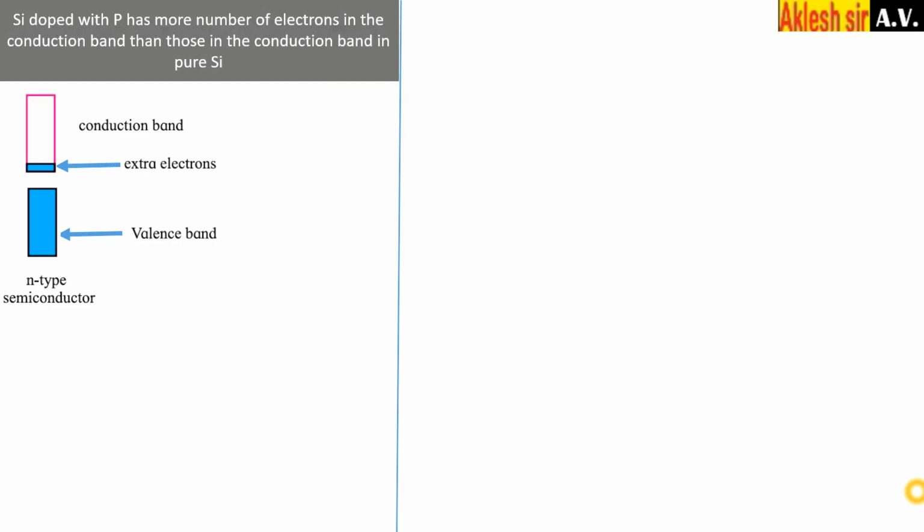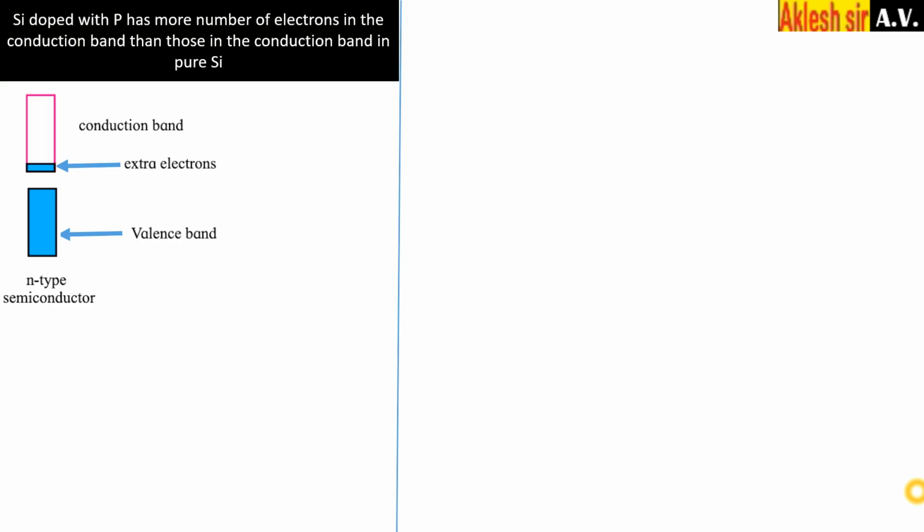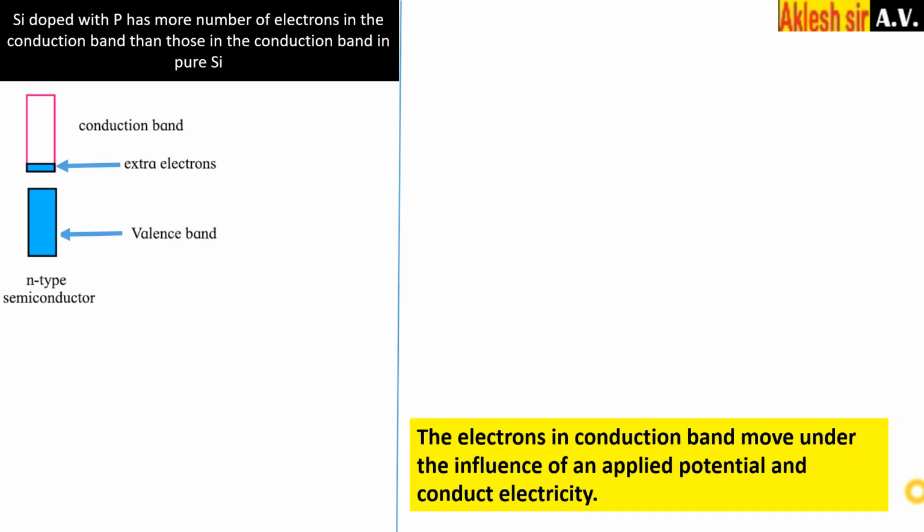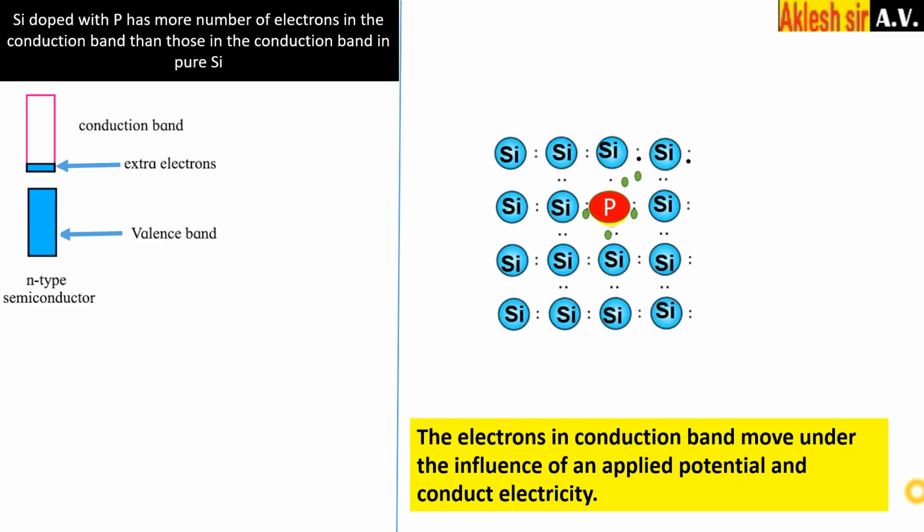So this is the extra electron. The silicon when doped with phosphorus has more electrons in the conduction band than pure semiconductor. In pure semiconductor, the conduction band was already empty. Now when you add the phosphorus, that is a pentavalent impurity, some free electrons occupy the conduction band, and these electrons move under the influence of a potential difference. So this is an extrinsic semiconductor, that is, an n-type semiconductor.